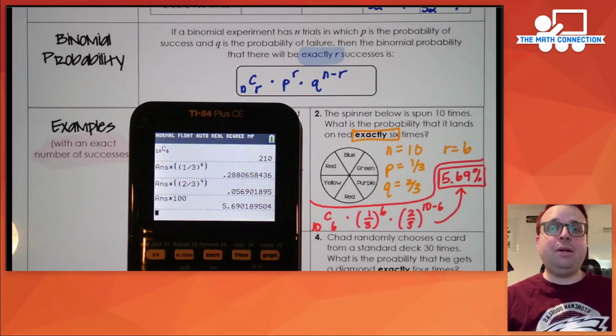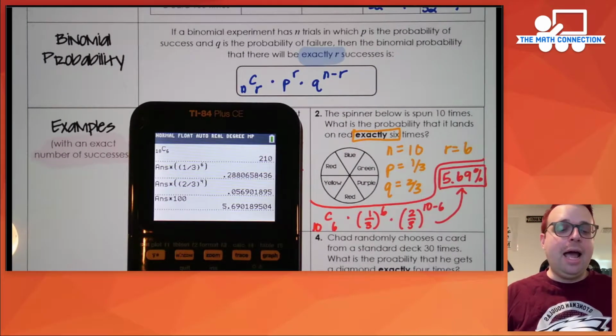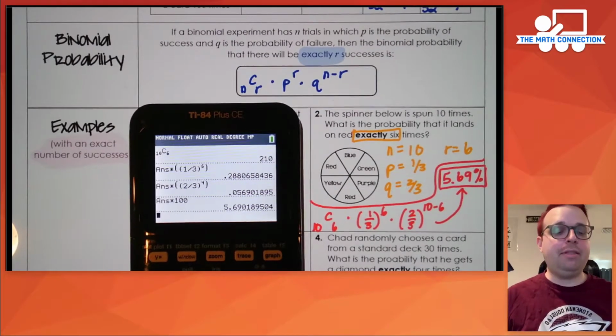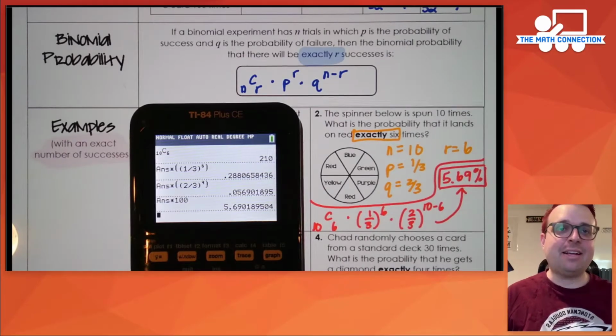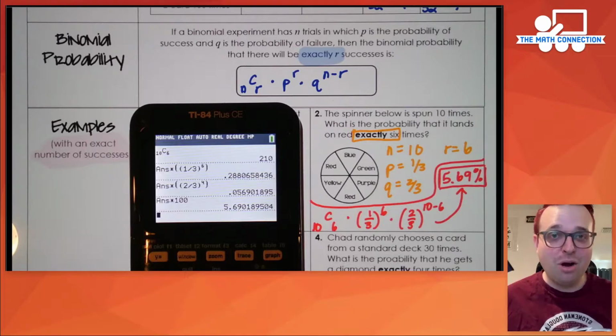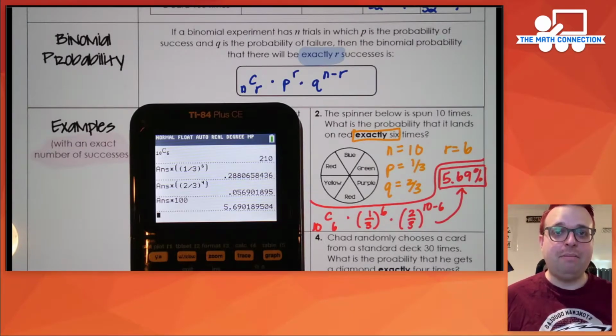So if I spin the spinner exactly 10 times, the question is, what's the probability that I will land on red exactly 6 out of those 10 times? Well, the probability is 5.69%. And think about that. That makes sense. For me to get that spinner to land on red 6 times out of 10 is a large amount of my spins landing on only 2 of those spaces. So it makes sense that my probability is pretty low, 5-something%.